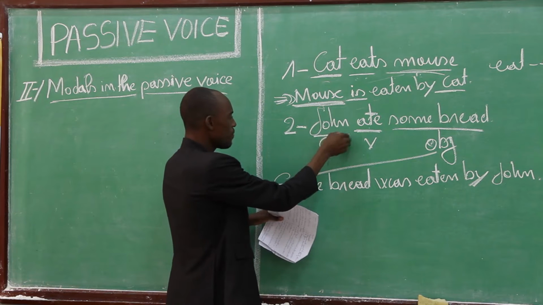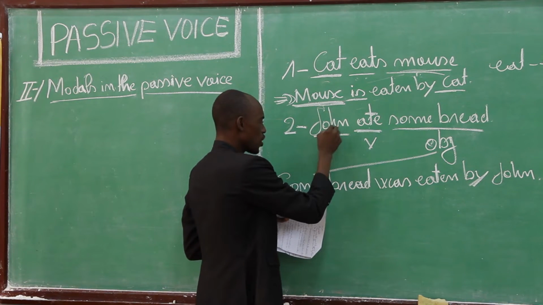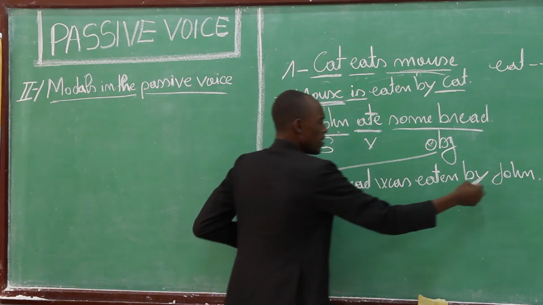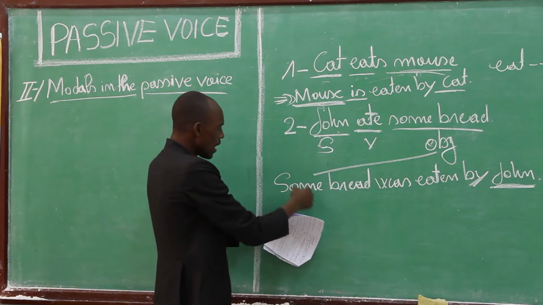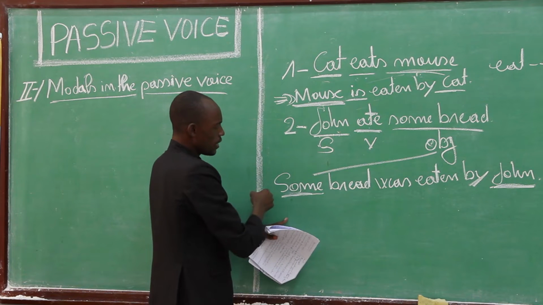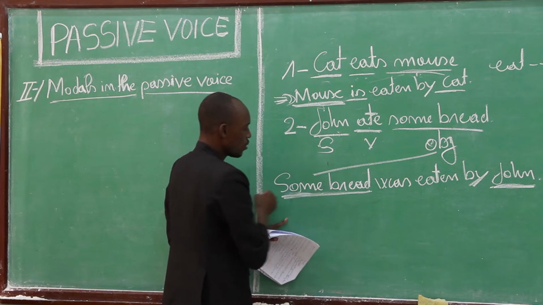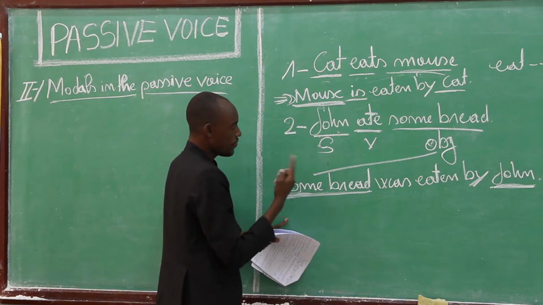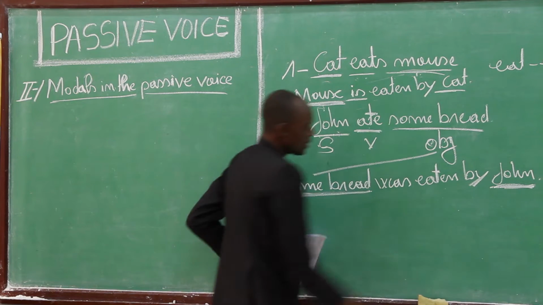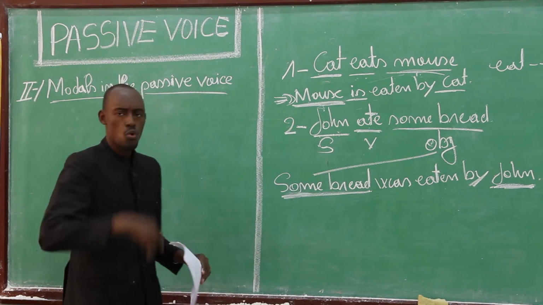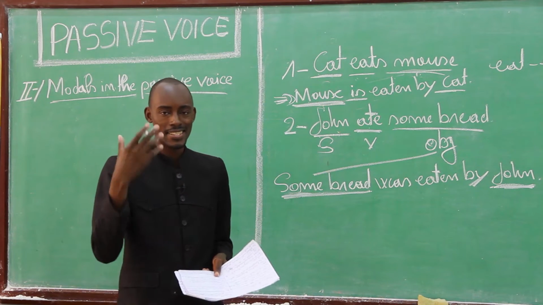John here is the subject, but in passive voice, the subject John becomes the agent, le complément d'agent. And as I told you, in passive voice, the subject receives the action, and the action is done by the agent. Okay, now this is what we learned last time.